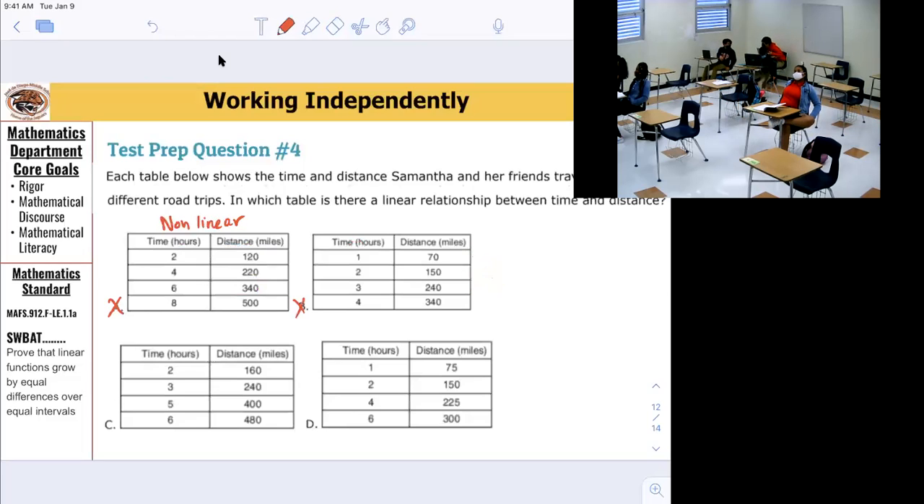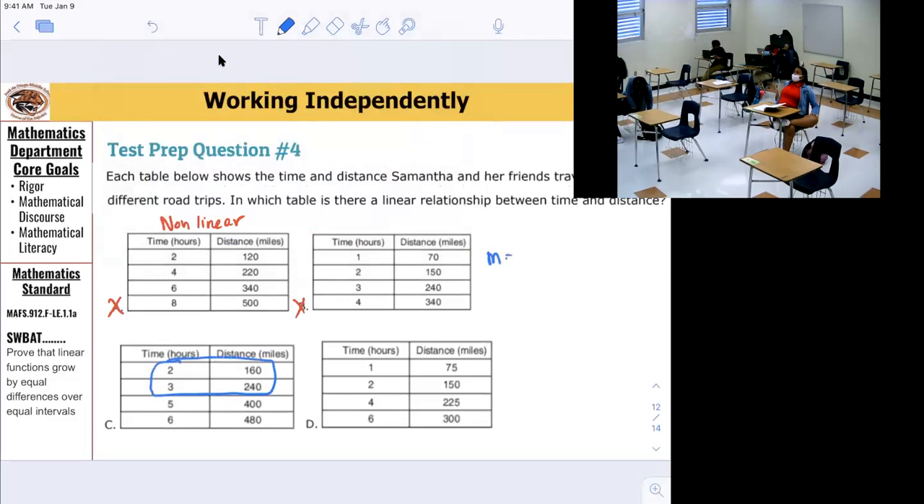All right, now what about C? In C, something important to notice is what's going on with the X values. Are they changing in a constant way? No, right? It goes 2, 3, 5, 6. So it kind of skips the 4. So for this one, it's important to use the formula, because if you don't use the formula, you might not notice the pattern.